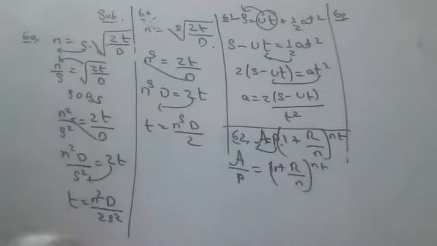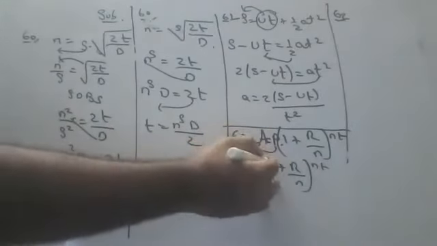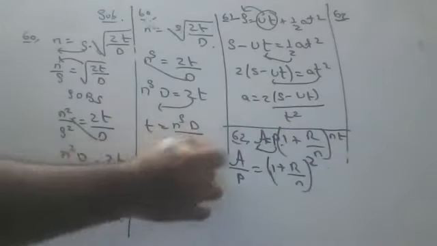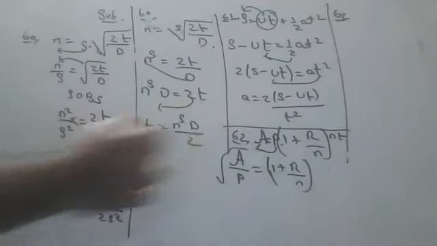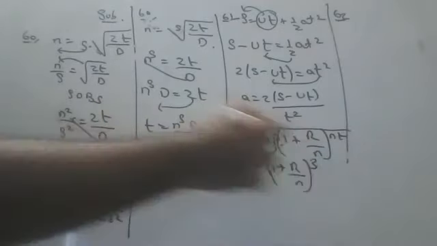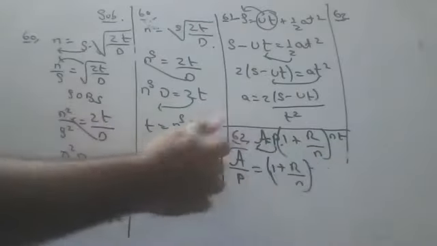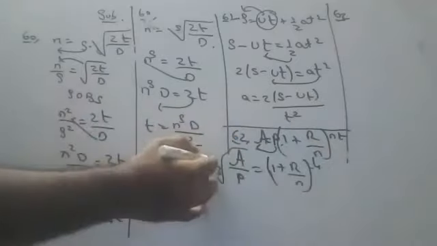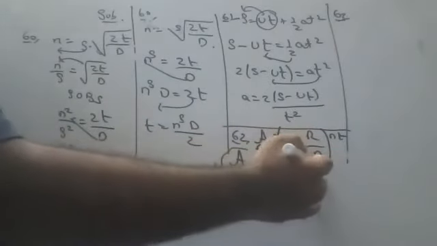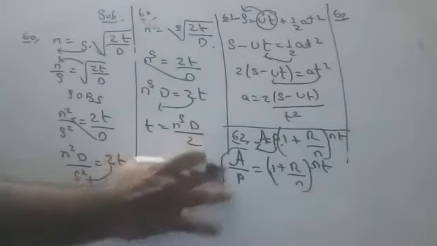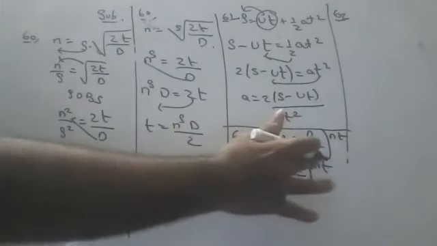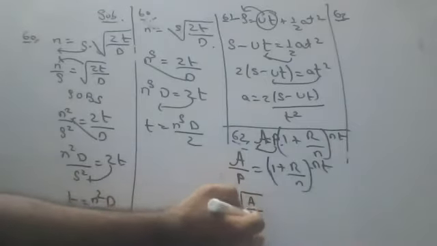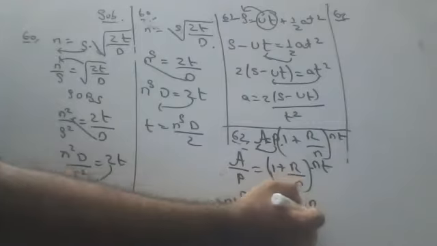Okay, children, listen, try to understand. If suppose the whole square is there, if I remove the square, here it will become a root. If suppose whole to the power of 3 is there, if I remove 3, here it will become a cube root. If suppose 4 is there, if I remove 4, here it will become a fourth root. But since nt is there, if I remove nt, here we will get the nt-th root of a by p. So the nt-th root of a by p is equal to 1 plus r by n.